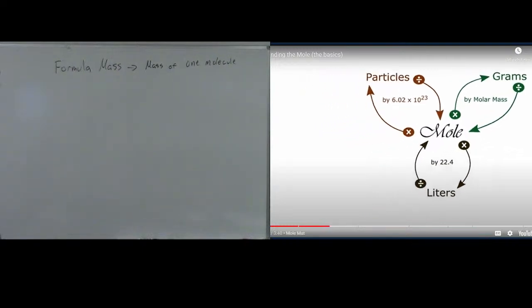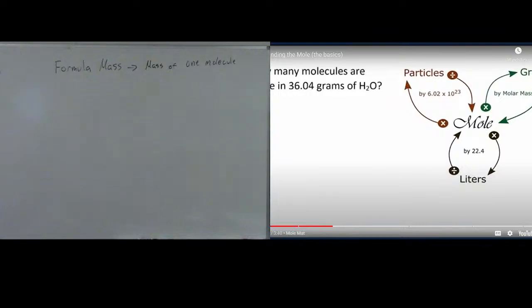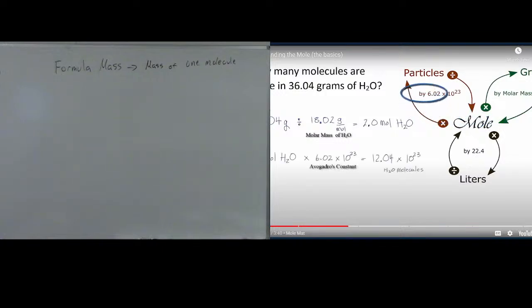So here's a pretty typical problem. How many molecules are there in 36.04 grams of H2O? To solve the problem, we have grams, we can change grams to moles. And then once we have moles, we can change that to particles, molecules of water. Again, the mole is our bridge between the micro and the macro.